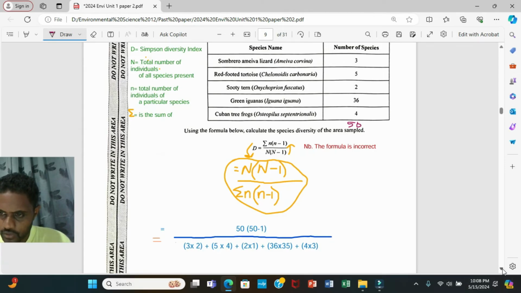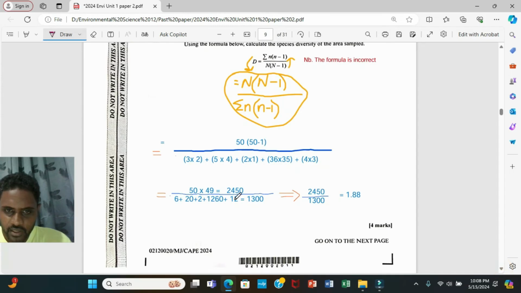And what you do now, one important thing when doing this calculation, guys, when you get the bottom number here, the denominator and the numerator, just use your calculator to divide it: 2450 by 1300. Don't cancel. If there is a calculator, don't cancel. Just divide the denominator into the numerator. All right, guys. Now we got 1.88. That's the answer.